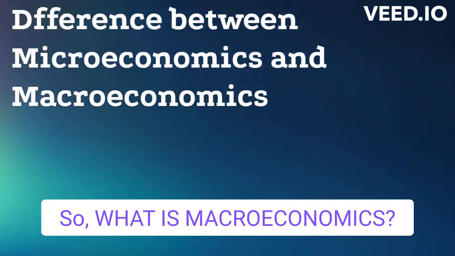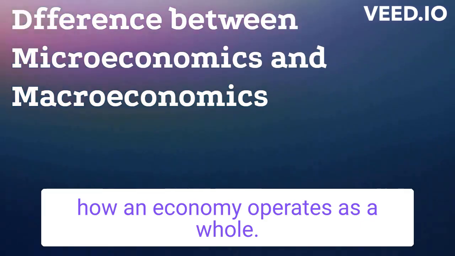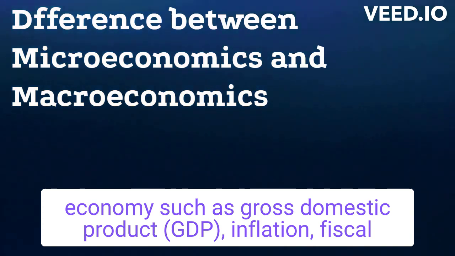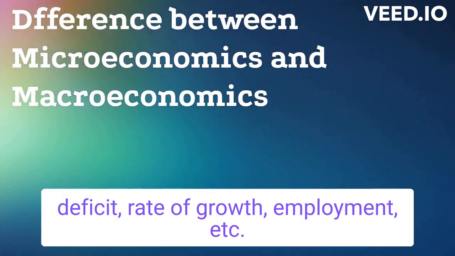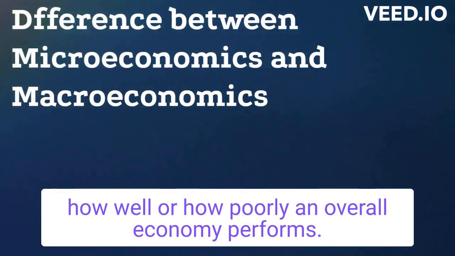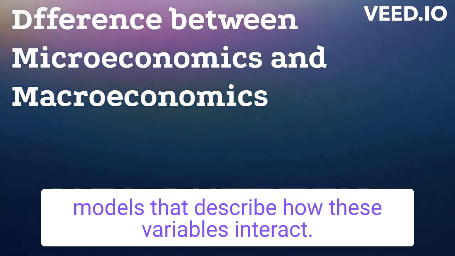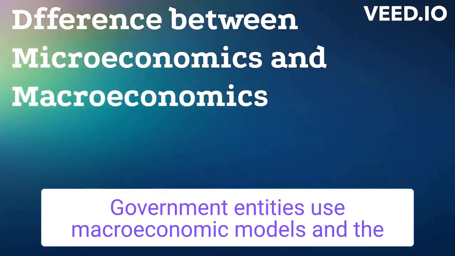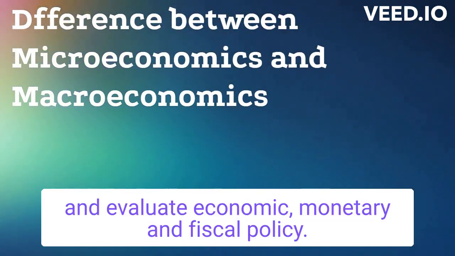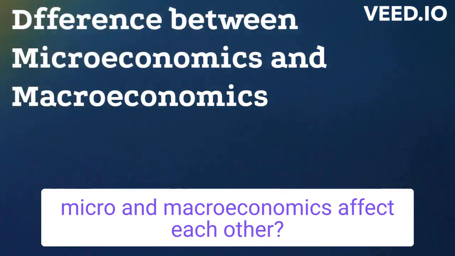So, what is macroeconomics? Macroeconomics is a branch of economics that examines how an economy operates as a whole. It deals with the broad aspects of an economy such as gross domestic product, inflation, fiscal deficit, rate of growth, employment, etc. It studies the behavior of an entire economy and how well or how poorly an overall economy performs. Economists use the macroeconomic data to create models that describe how these variables interact. Government entities use macroeconomic models and the forecasts they generate to help them construct and evaluate economic, monetary, and fiscal policy.